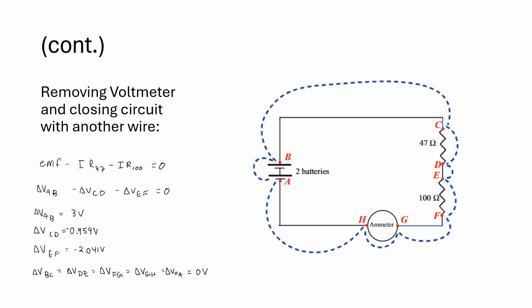So on the right, I have a little diagram showing the circuit after we remove the voltmeter and close the circuit with another wire. But we do have to note that the resistors between C and D and E and F, they don't have the same resistance as shown on the diagram. And so in the calculations on the left, I've just used them as placeholders.